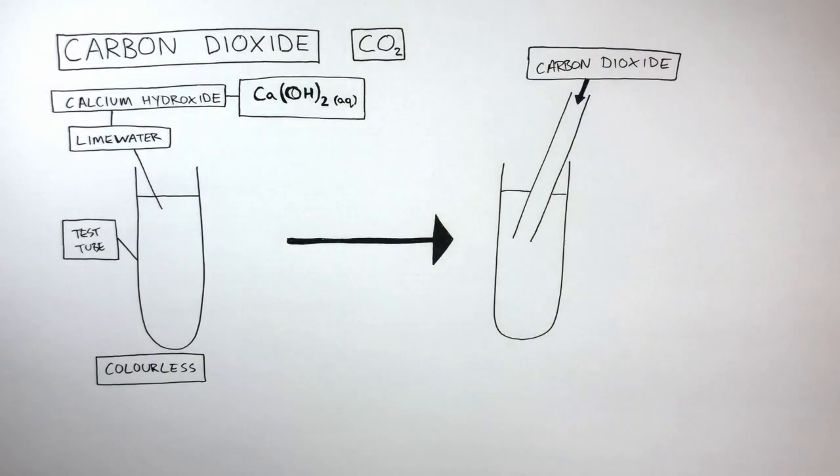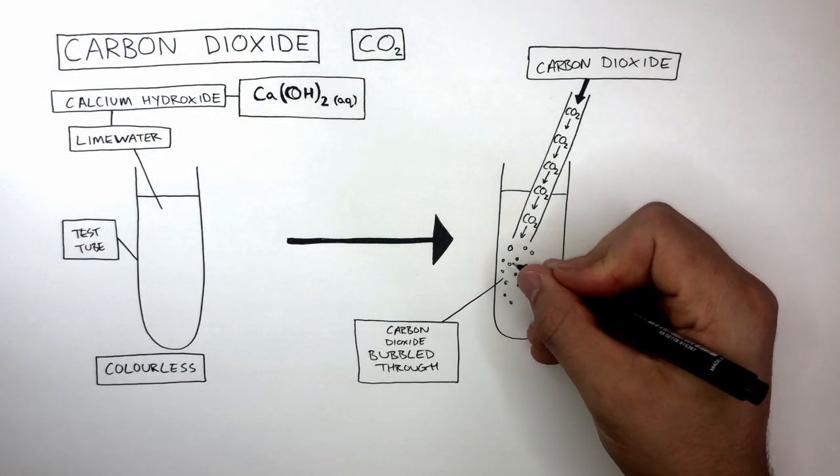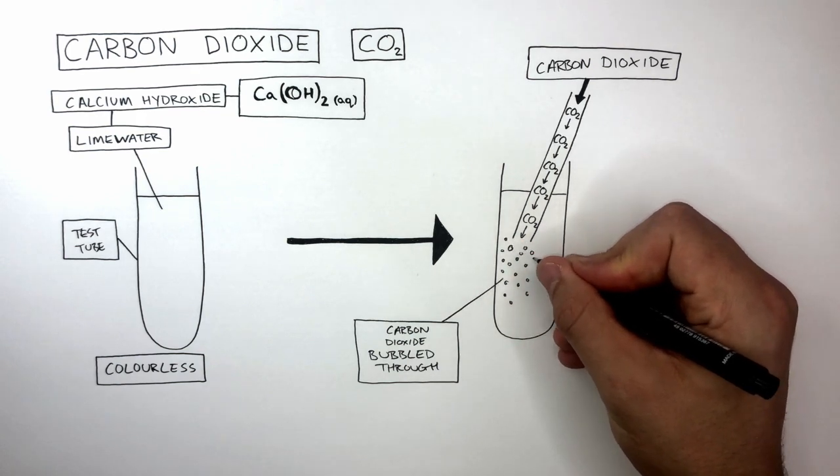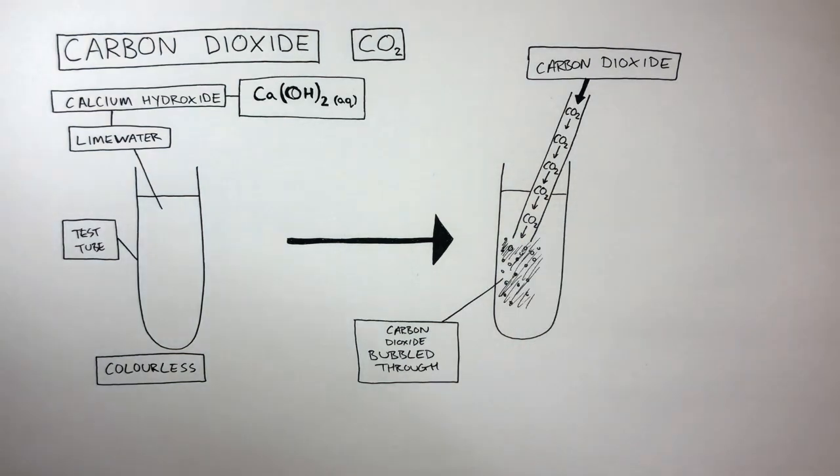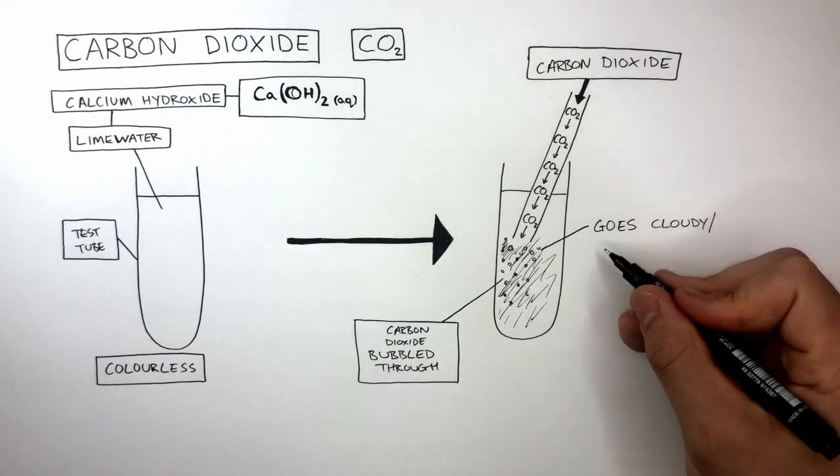Carbon dioxide gas is then bubbled into the limewater through a straw or through a delivery tube. The carbon dioxide gas flows through the straw where it is then bubbled through the limewater. The carbon dioxide stops the limewater being colourless. It goes cloudy or milky white.